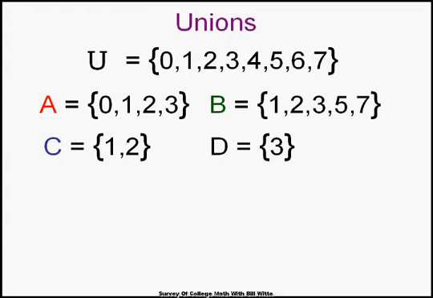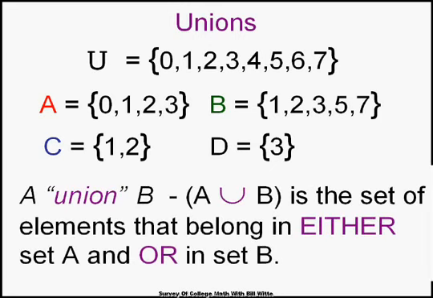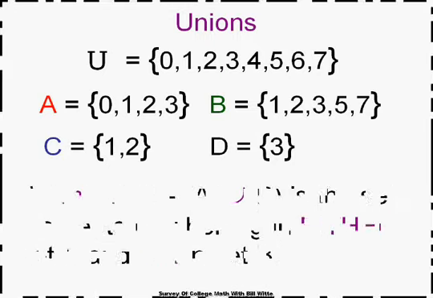Okay, now let's talk about probably the most difficult of all, unions. The union of A and B, read "A union B" and written out A ∪ B, that's actually a U, is the set of elements that belong in either set A or in set B. They don't have to belong in both. They can belong in both, but either in A or in B, and we never write anything twice.